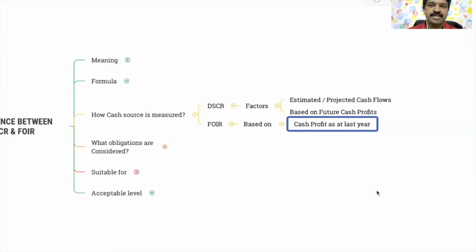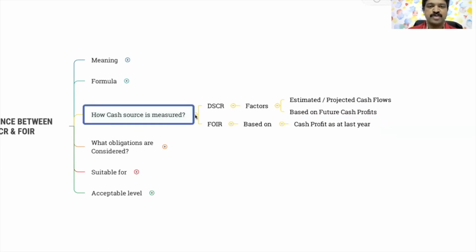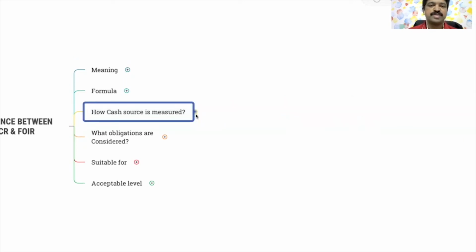Whereas in DSCR, it is possible that this 1 crore can increase because of change in sales, because of change in capacity, because of change in fixed assets. So that element will be accepted in DSCR, but not in FOIR. Okay. So this is how cash source is measured.